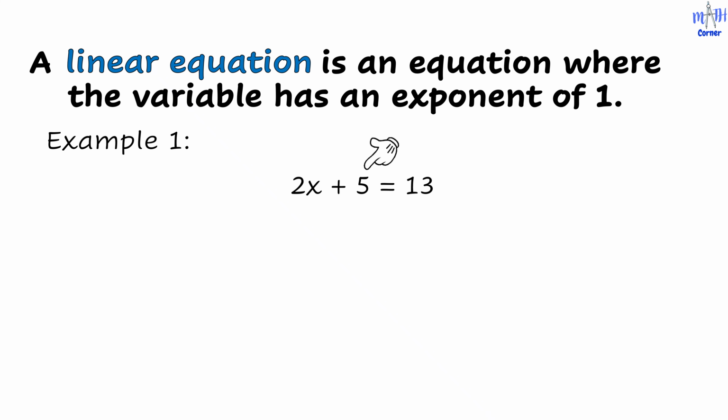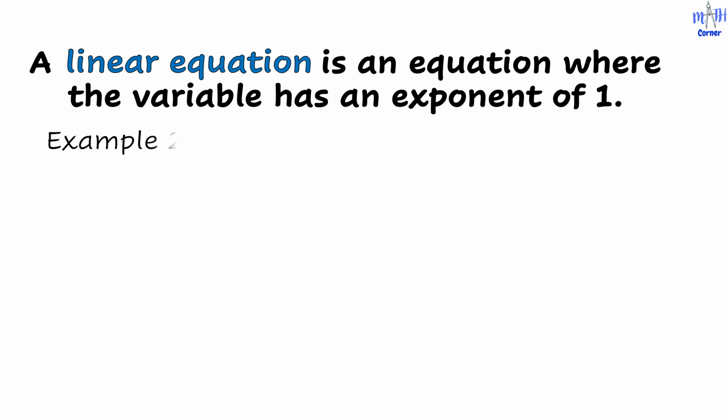We subtract 5 from both sides. 2x plus 5 minus 5 equals 13 minus 5. Now we have 2x equals 8. Step 2. Solve for x. Divide both sides by 2. So, x equals 4.